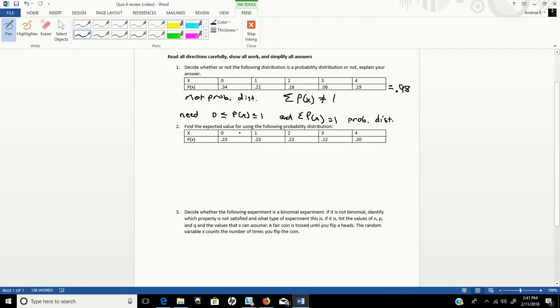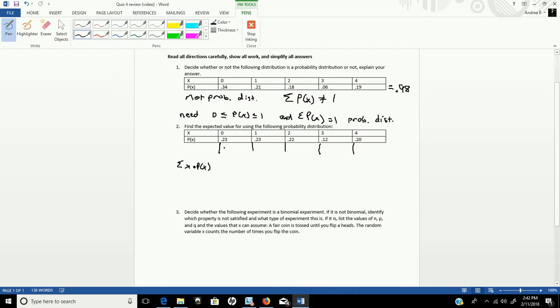So for the next one, to find the expected value of the probability distribution, that's the same thing as finding the mean of the probability distribution. So to find that, what we need to do is do the sum of what we'd get whenever we do our x times our probability of our x's. So here, one way to go through and write this up is to go through and multiply each of those first, and then add all those up.